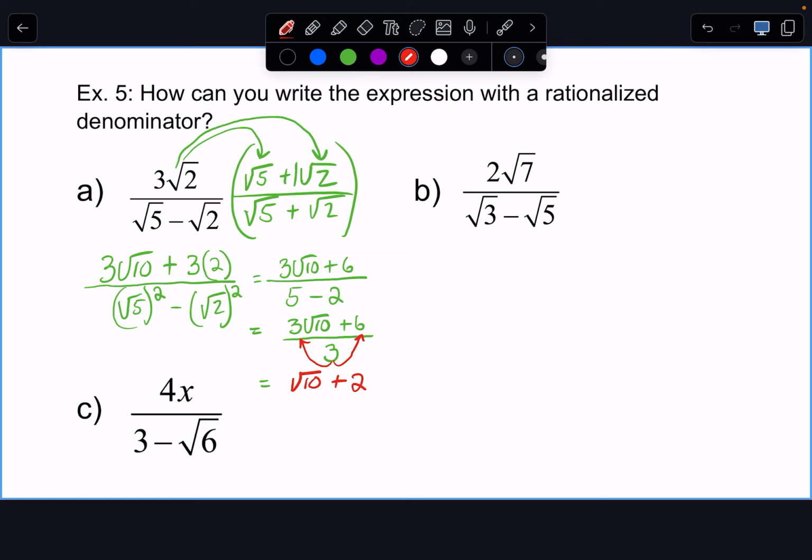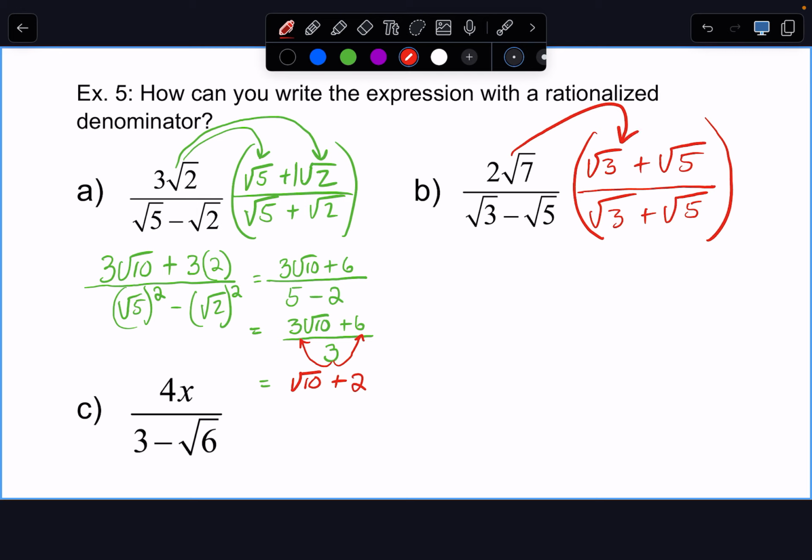If I want to rationalize B, I literally rationalize it by multiplying by the conjugate, which I literally just changed the sign. And now I'm going to distribute. So what's 2 square root of 7 times square root of 3? 2 square root of 21. Boss. 2 square root of 7 times square root of 5. 2 square roots of 35.